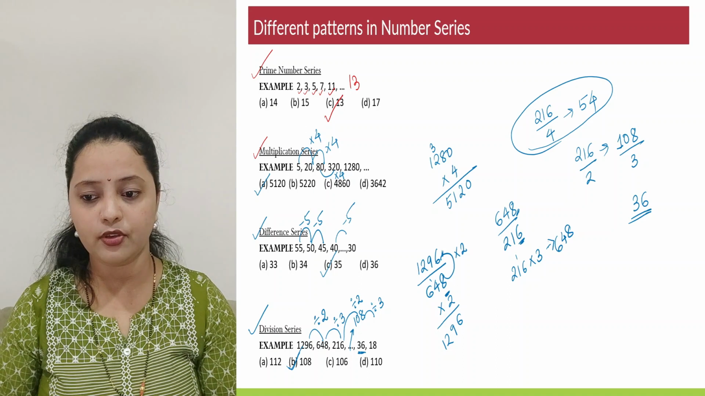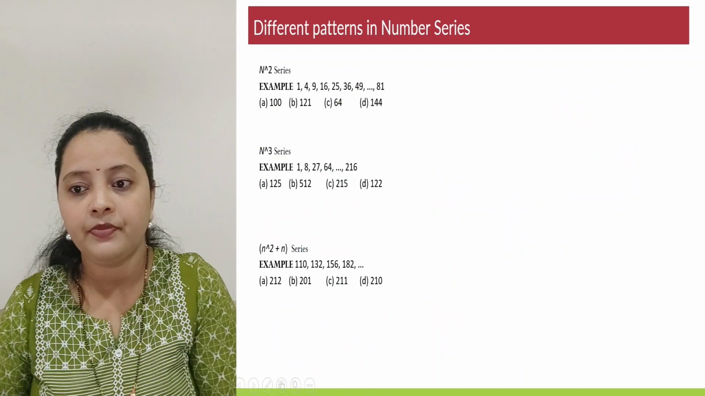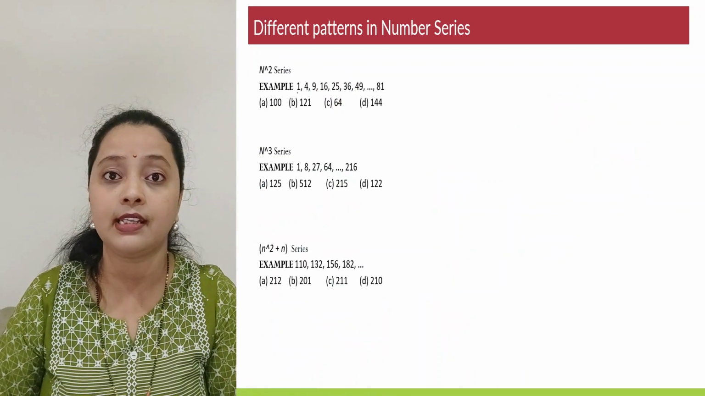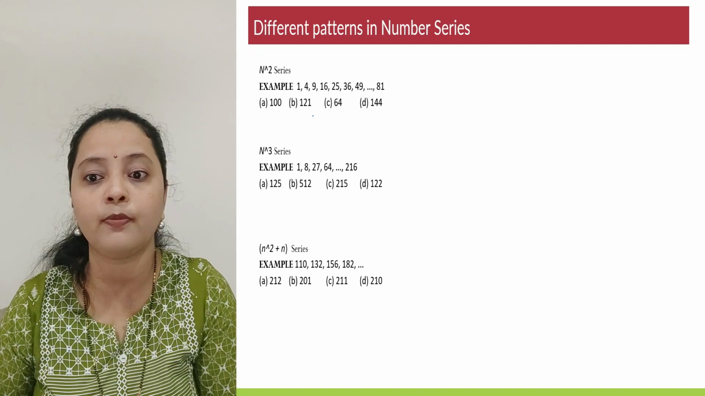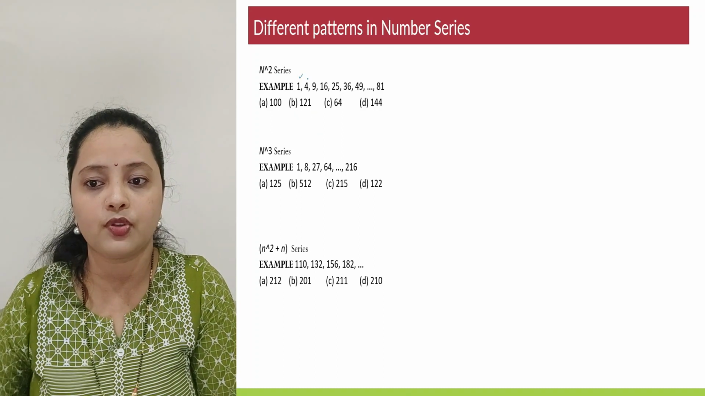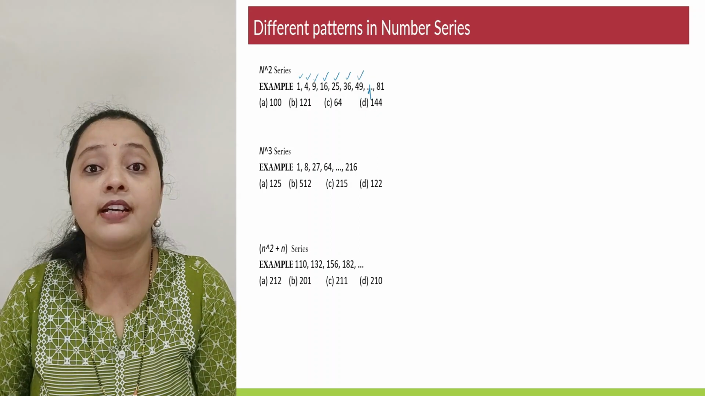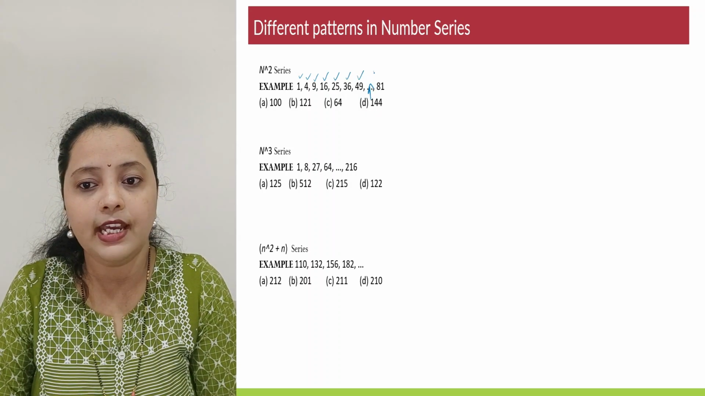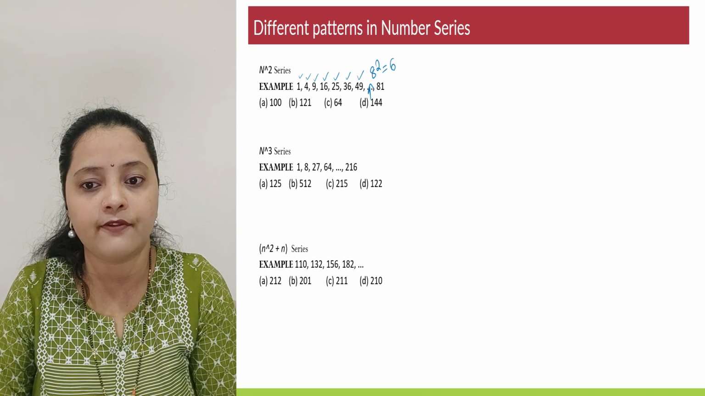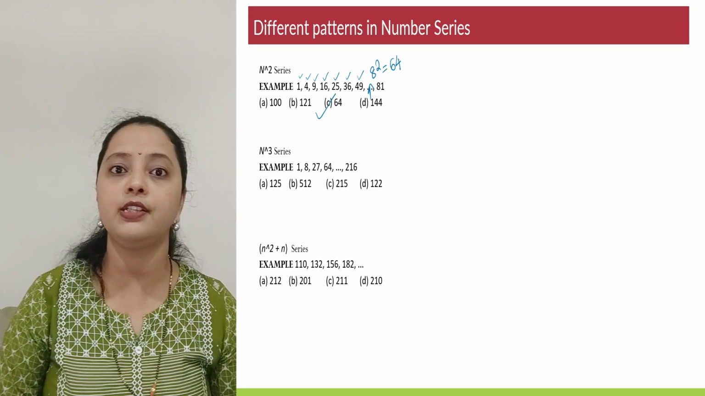A few more patterns to study. Next one now, that is n square series. That means square series. So these are all perfect squares. 1 square, 2 square, 3 square, 4, 5, 6, 7. So obviously the next number has to be 8 square. And what is 8 square equal to? 8 square is 64. So your correct answer is option C.